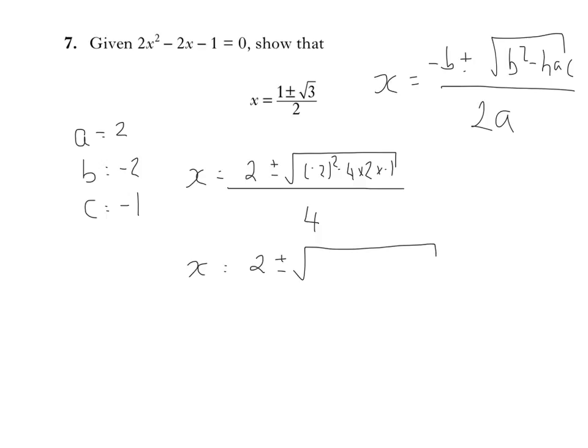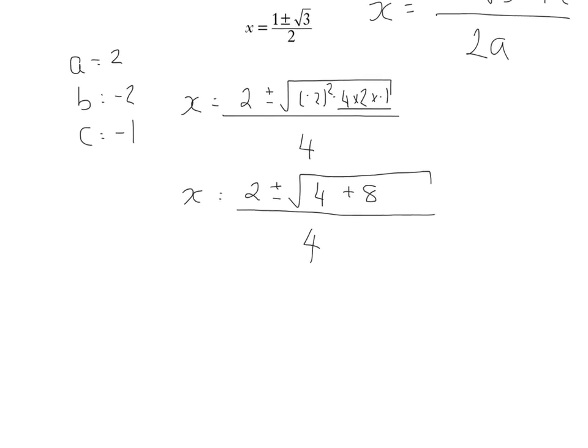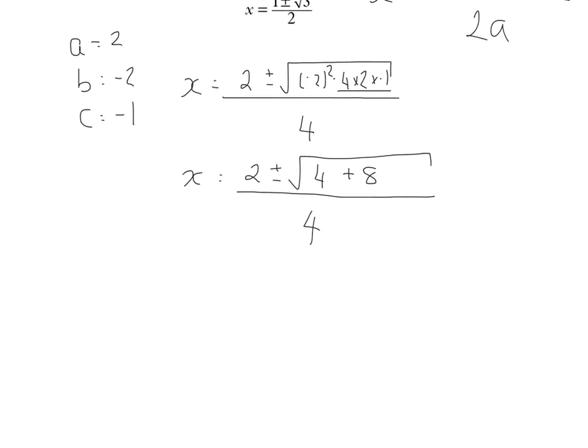Minus 2 squared is 4. And now we've got minus 4 times 2, which is minus 8, times minus 1 is plus 8. All over 4. So 4 plus 8 in the root sign, that's 12. Next line, 2 plus or minus the square root of 12 over 4.